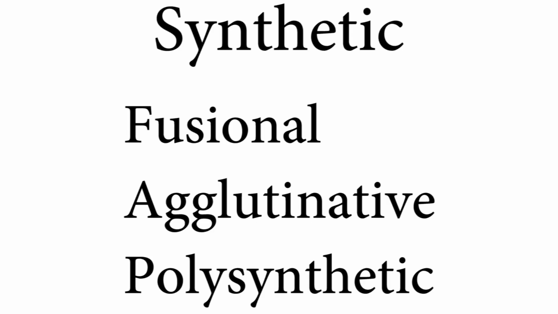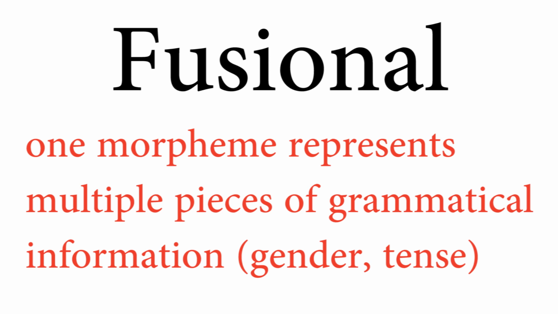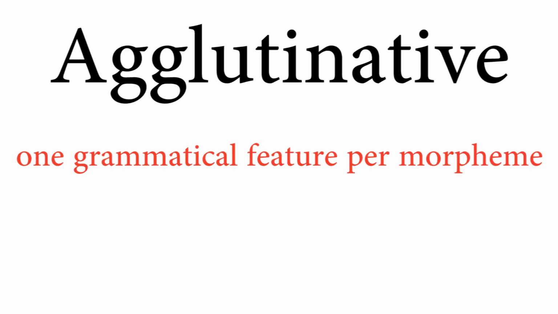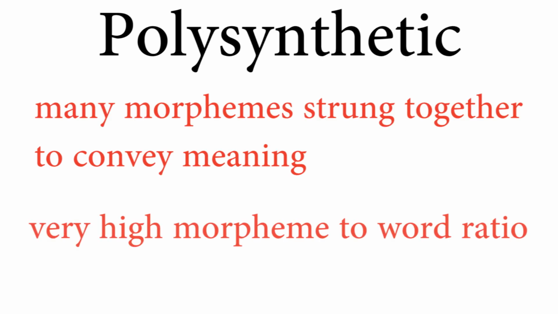Under synthetic, we have fusional, agglutinative, and polysynthetic languages. Fusional languages assign multiple grammatical features to just one morpheme. Examples of fusional languages include many Romance languages. Agglutinative languages are marked by their usage of multiple morphemes, each carrying one piece of grammatical information. Polysynthetic languages string together many morphemes to create long words, sometimes creating sentences comprised of just one word. Remember, they can be either fusional or agglutinative.